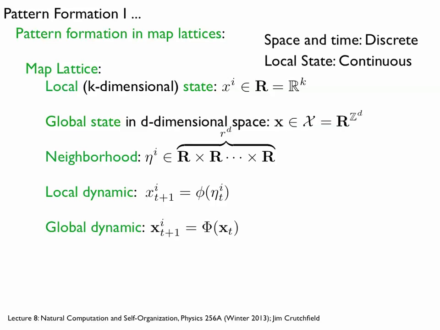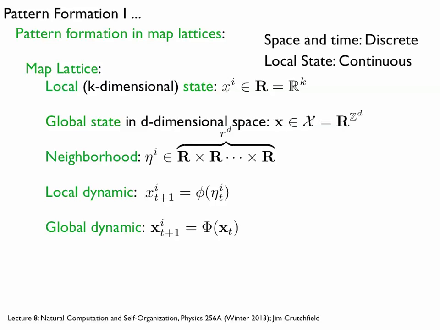So now, one small modification. What we're going to do is have the local state space in our lattice system be continuous. We call these coupled map lattices. This will be discrete in time and discrete in space, but continuous in local state.